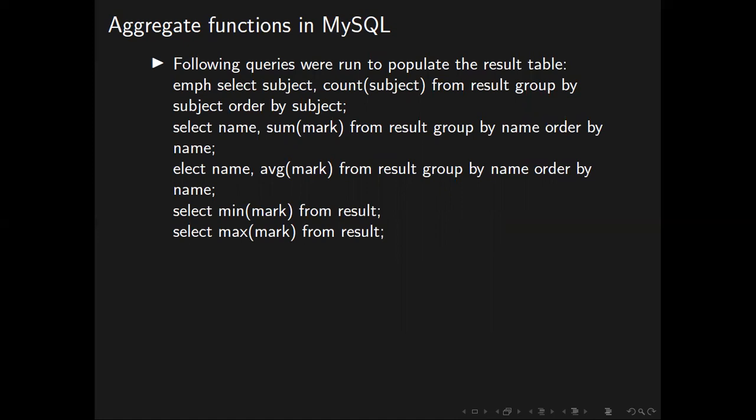We will now come to select name, sum mark from result, group by name, order by name. For a particular person, you group by the name. Aggregating functions may group the results by the name or by the subject. Min mark, max mark, and they would have taken subject-wise averages also. Subject-wise averages for Ram. Subject-wise averages for other persons.